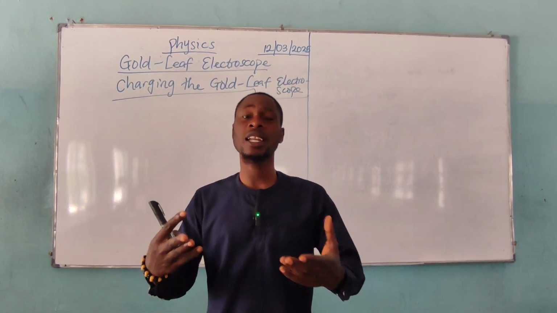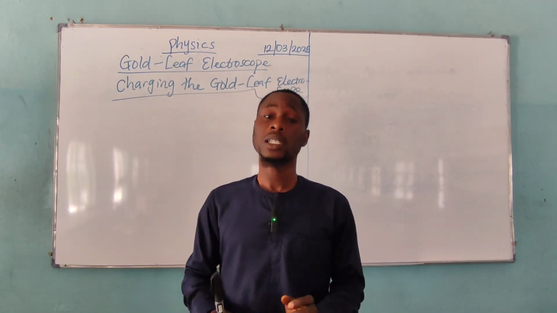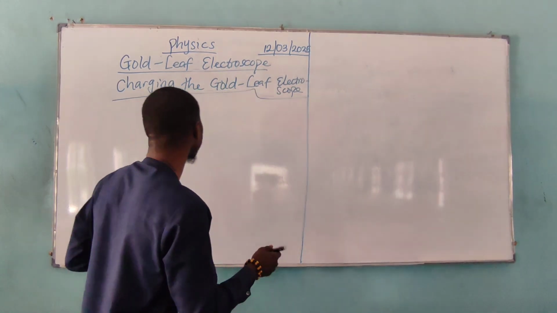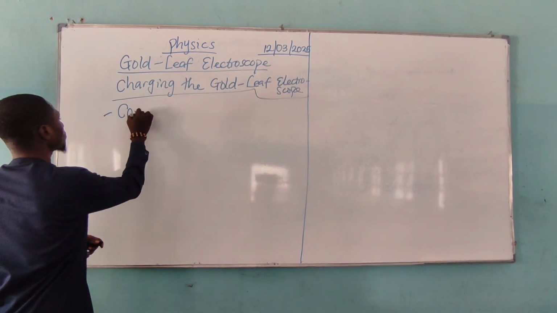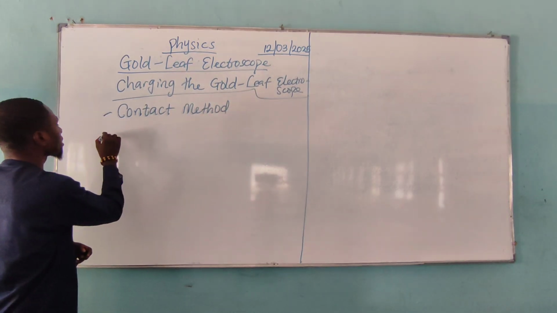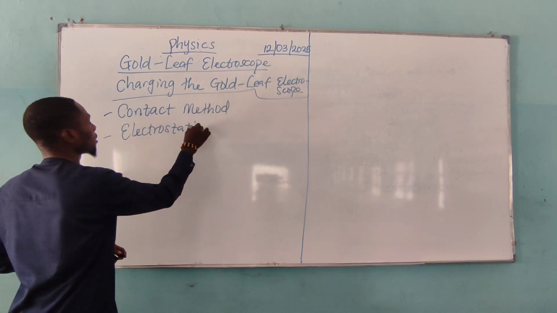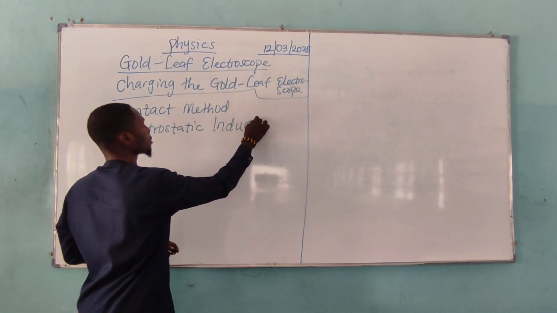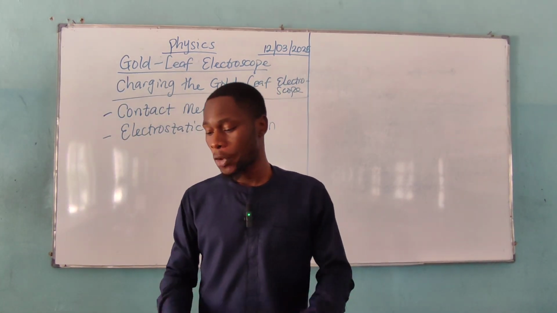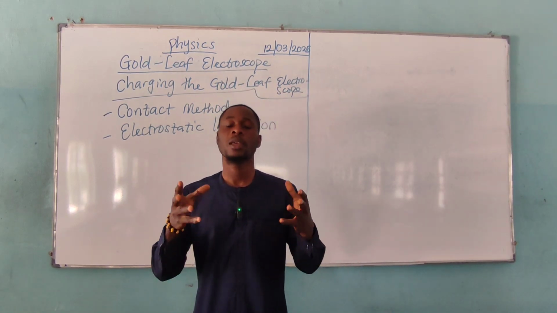But before we can use our electroscope to do any of this, we need to first of all charge the electroscope. Now, just like we said, we have two methods of charging the electroscope. The first method is the contact method. And the second method is the electrostatic induction method.